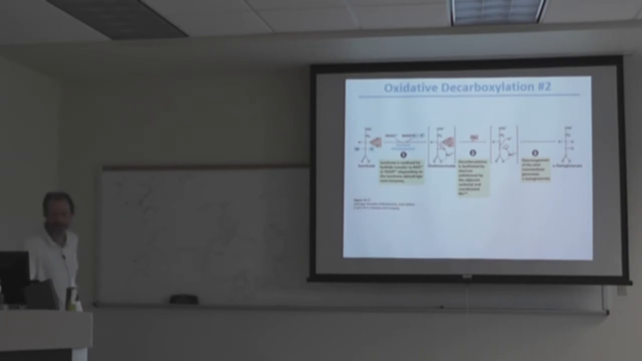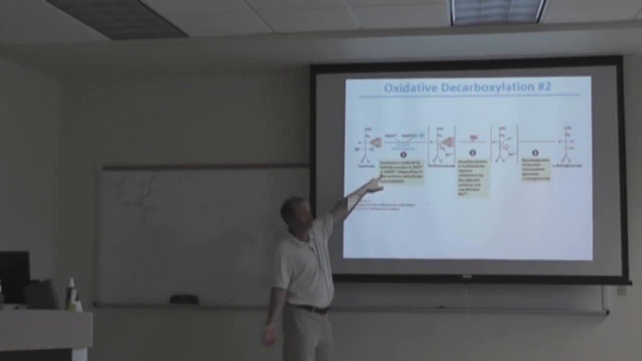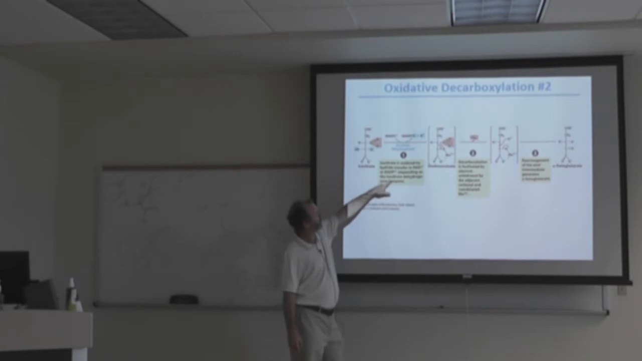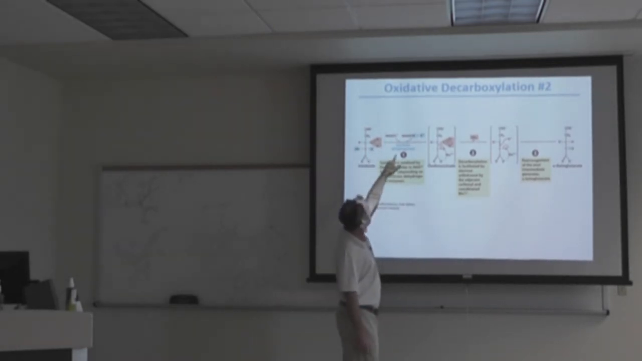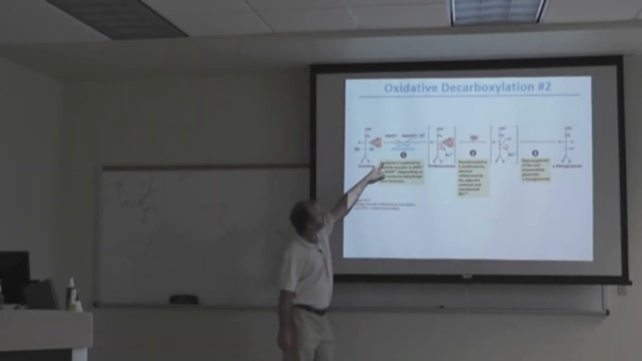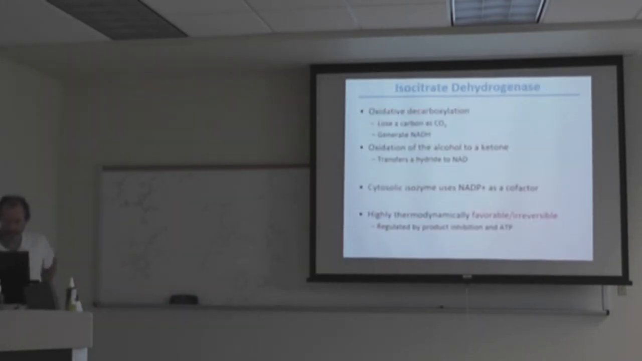Next reaction is oxidative decarboxylation number 2 from isocitrate dehydrogenase. You have isocitrate. It's oxidized by the hydride transfer to NAD or NADP, and the isocitrate dehydrogenase isozyme. So you have isocitrate, basically, and I think we got the mechanism here. Yes. So we lose carbon dioxide, generate NADH.